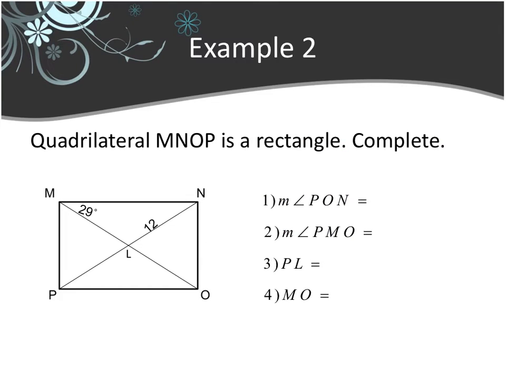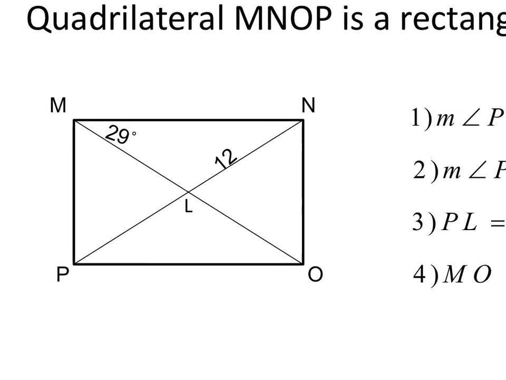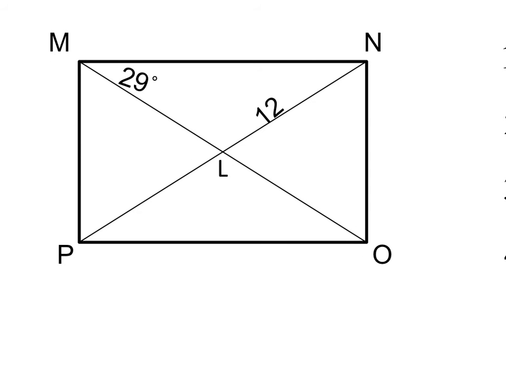Okay, quadrilateral MNOP is a rectangle. What do we know about the angles in the rectangle? Let's start there. They're all 90, right? So 90, 90, 90, 90. Which means this one next to the 29 would be 90 minus 29, or 61. What happens to the one opposite there? This would be 61, right? Alternate interior. This would be 29.